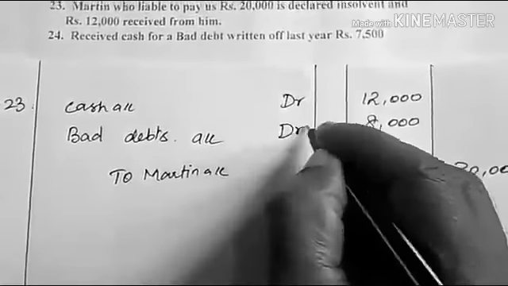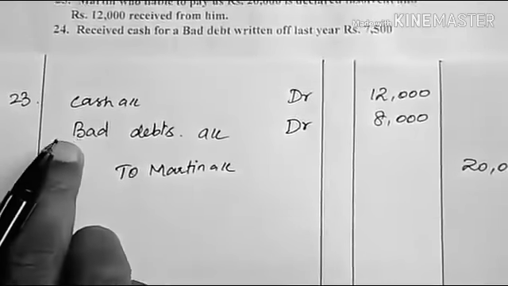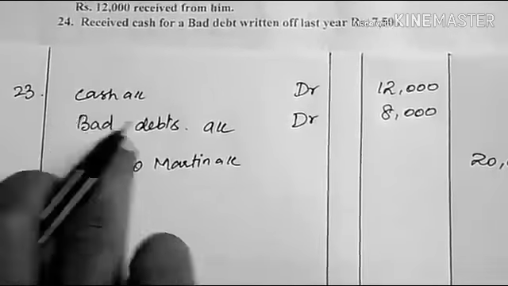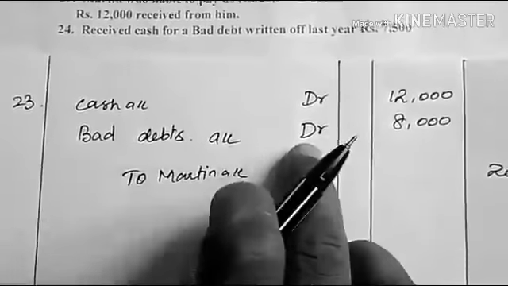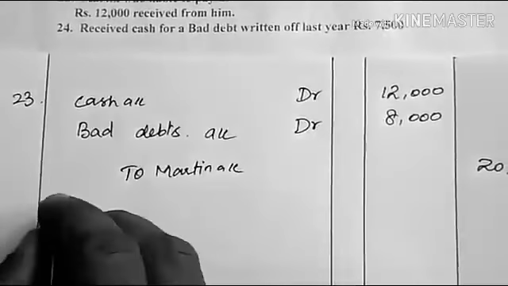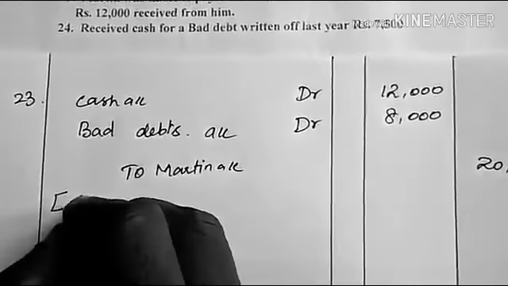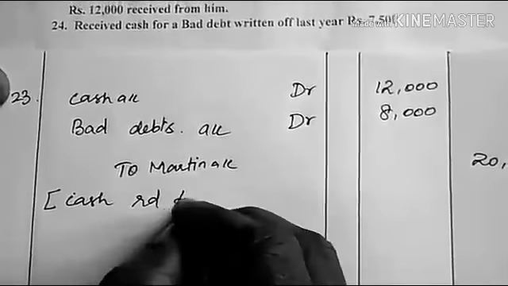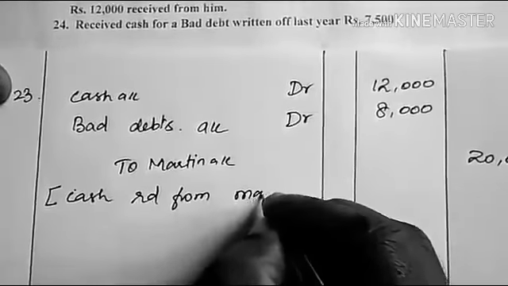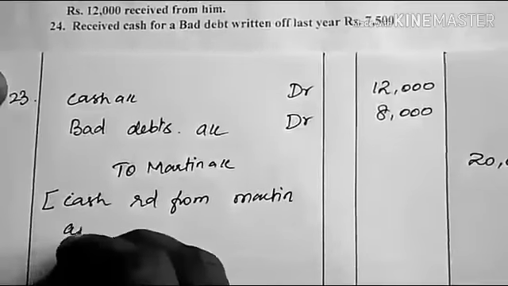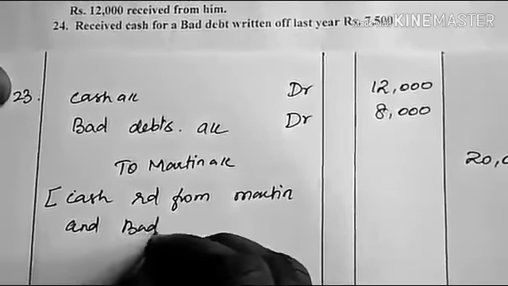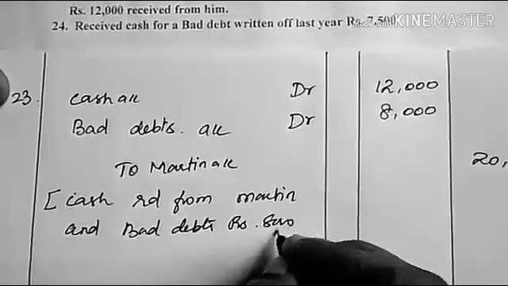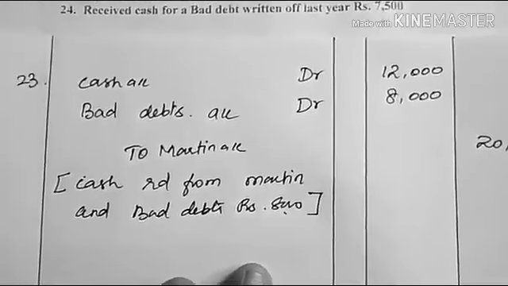Bad debts account also debit. So bad debts means it is a loss, no? So the nominal account rule is debit all expenses and losses. So it's a loss, no? So debit 8,000. Narration: cash received from Martin and bad debts rupees 8,000. Okay, you have written the narration.